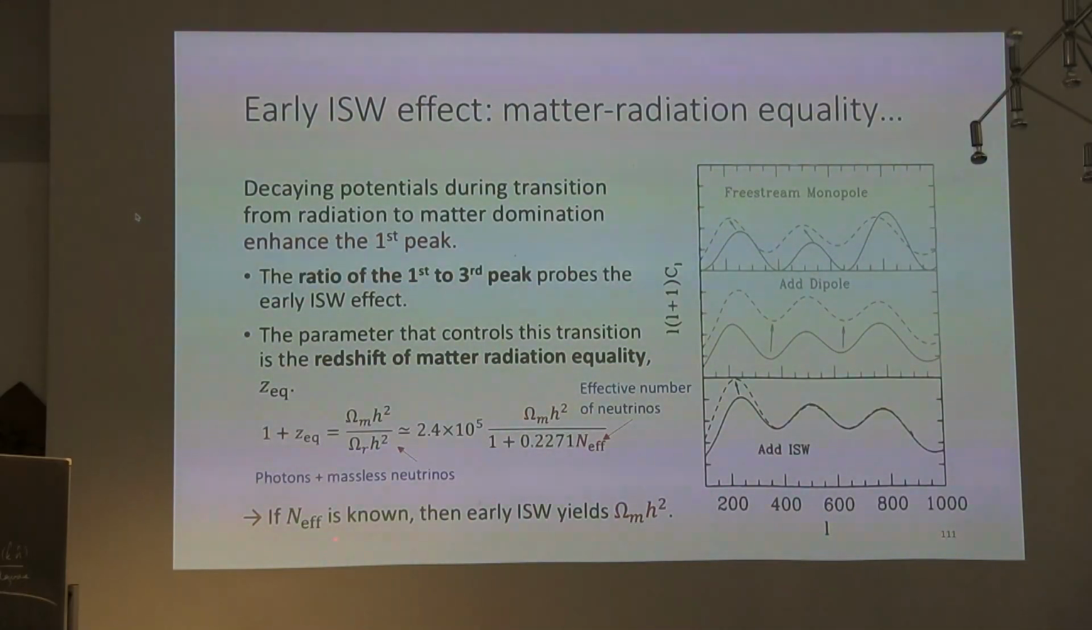So that's what it's saying here. If N effective is known, if you know how many neutrinos you have, then the ISW effect gives you essentially a measurement of the matter density. Now, of course, if you didn't know what N effective is, if you're actually interested to probe N effective, then it's inconclusive at this stage.